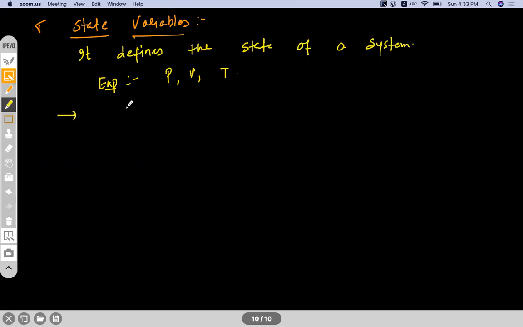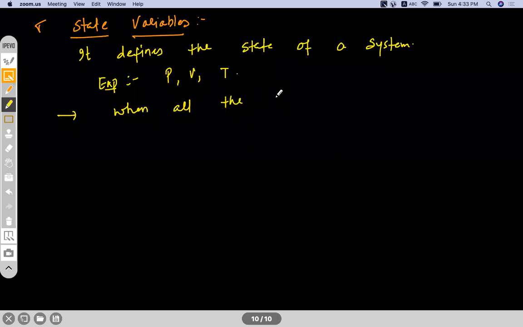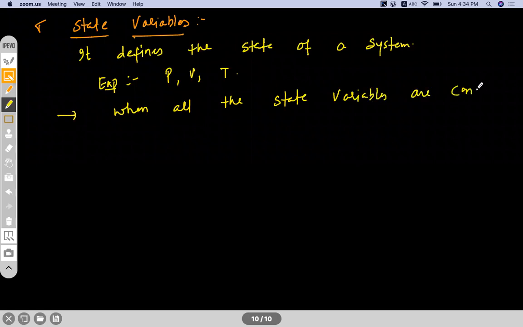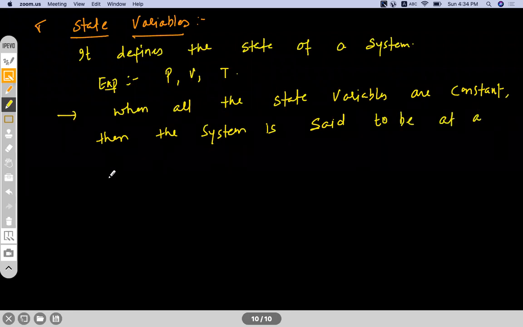When all the state variables, write down, when all the state variables are constant, all must be constant, right? Then the system is said to be at a particular state. Copy this down.